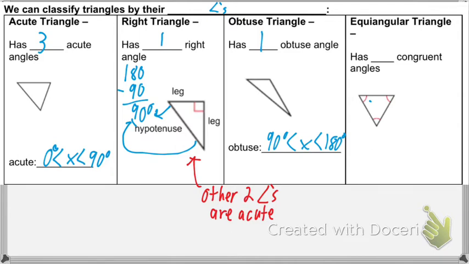Now, if one of the angles is obtuse, we know, since all these have to add up to 180, that means the other two have to be acute, right? So we can draw an arrow here. The other two have to be acute for this triangle as well. So not only is that true for the right triangle, it's also true for the obtuse triangle, that the other two angles have to be acute if one's obtuse or one's right. Any questions on how we can know that?